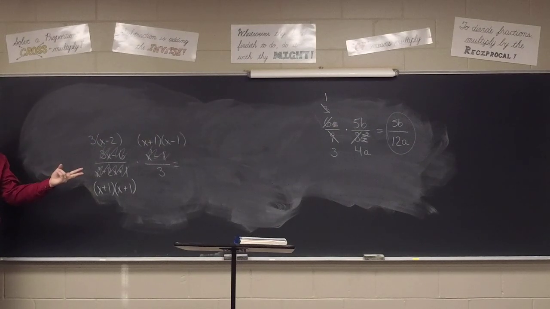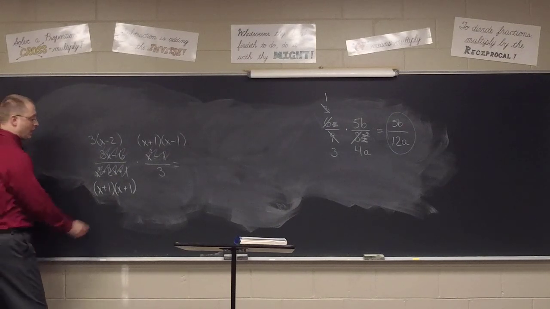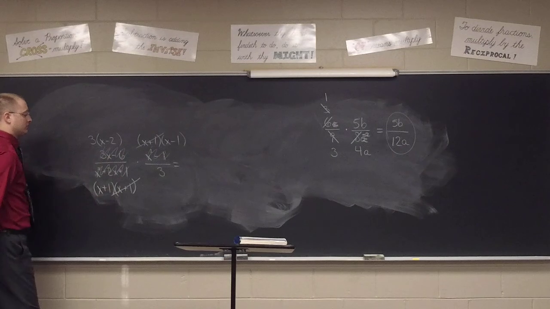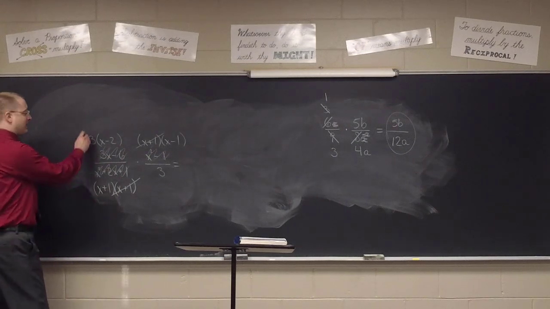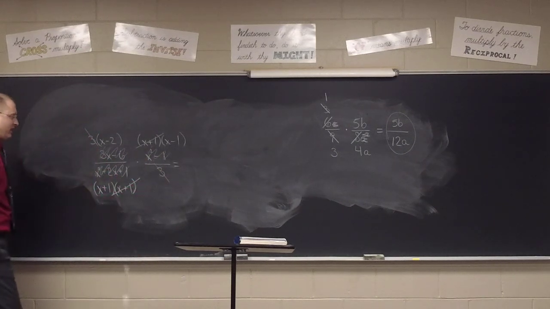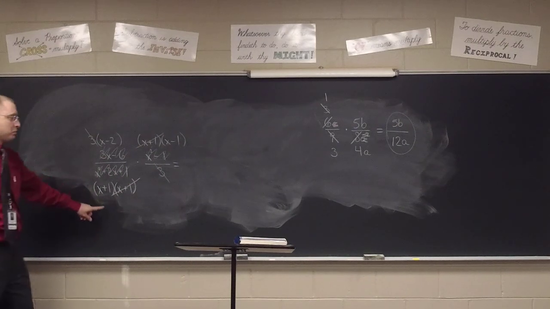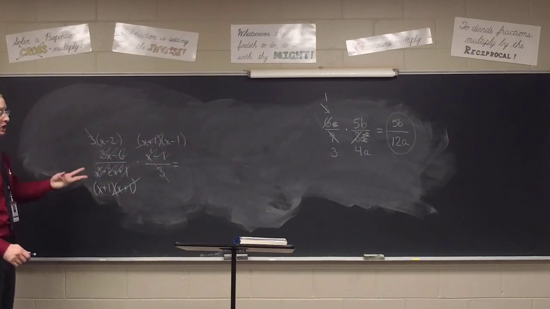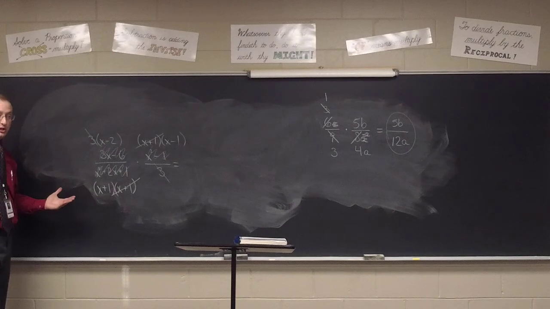Doesn't this sound an awful lot like reducing fractions? Yeah, okay. And so what are some things we see that would cancel here? X plus 1's cancel. 3's cancel. Anything else? No, the x plus 1 does not cancel with the x minus 1. So our third step then is to multiply everything that's left.